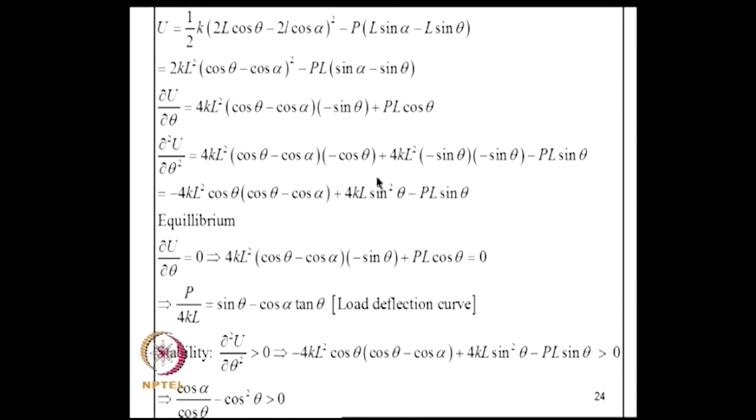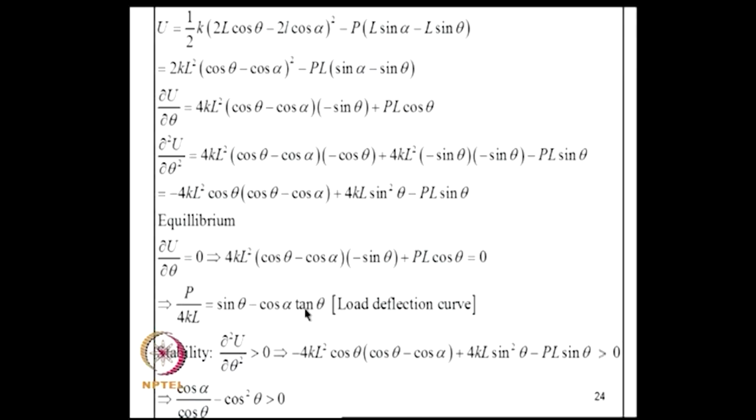Now, we examine the condition for equilibrium. The condition for equilibrium is dou u by dou theta equal to 0. So, that means this quantity must be equal to 0. So, we can rearrange the terms and if we do that, I will get the equation as P divided by 4kL is sin theta minus cos alpha tan theta. So, this is actually a load deflection curve which is non-linear, theta is the displacement and P is the applied load. So, points P comma theta form the points on the load deflection curve, and for equilibrium they should obey this relation.